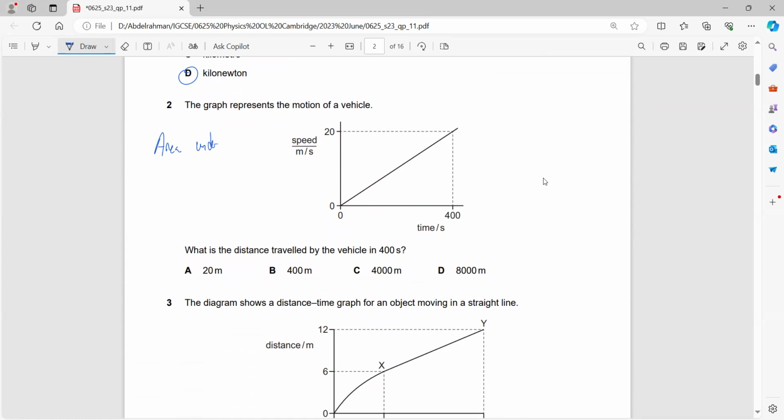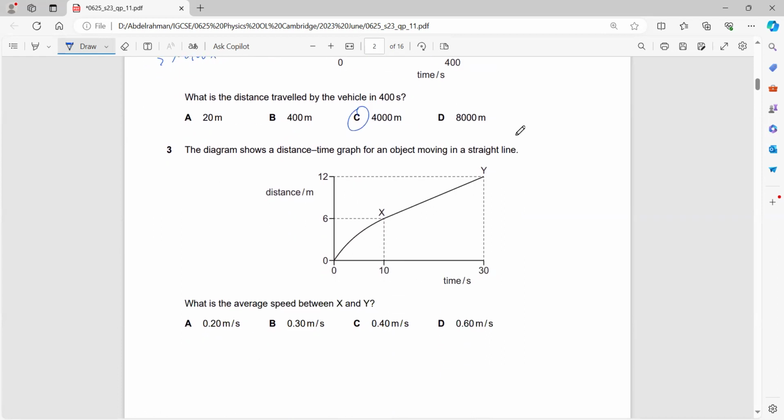Area under the graph. And the area is a triangle, half times base times height, which is half times 400 times 20, so 4,000 meters.